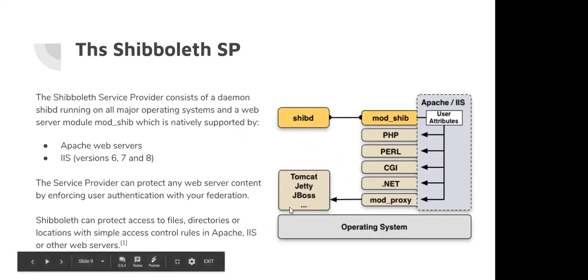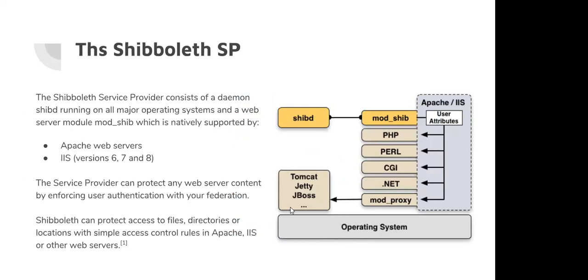I'm really today going to also concentrate on the Shibboleth service provider for a couple of reasons. One, I know most about that particular service provider implementation, and two, it's fairly easy to set up on your server. It basically wraps around either the Apache or the IIS web server and allows you to protect content delivered by Apache or IIS.